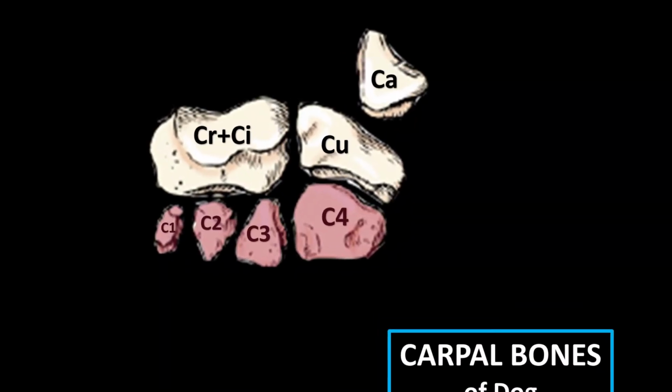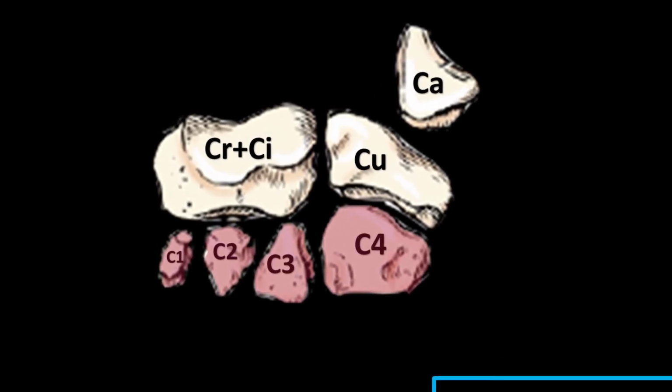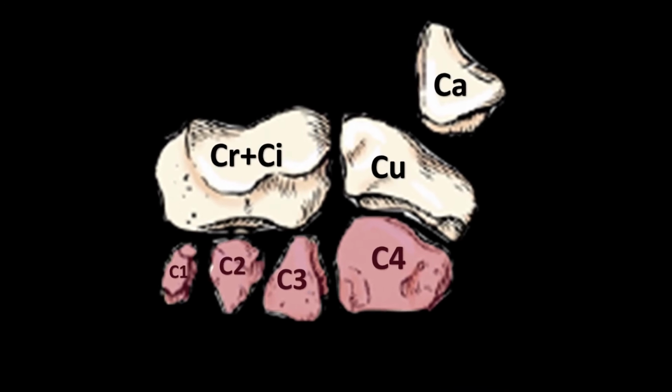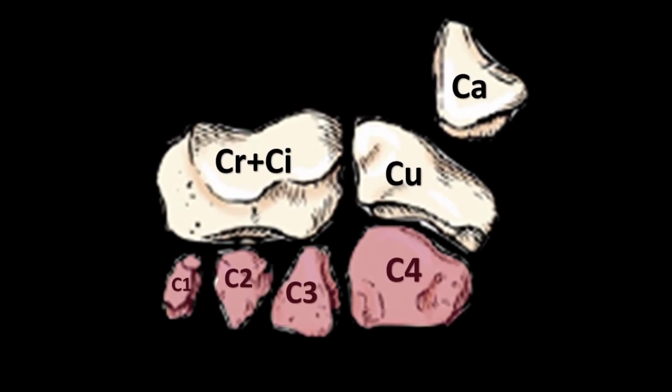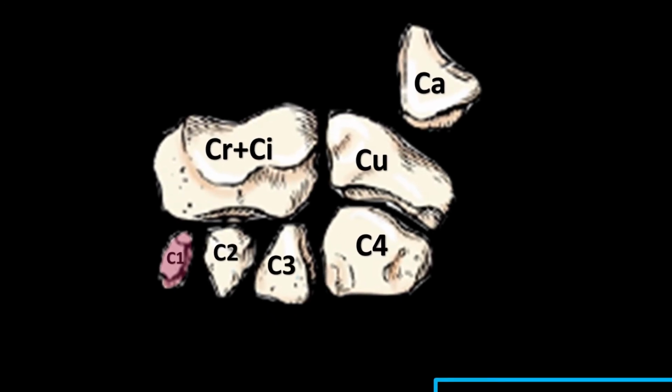Now the distal row of the carpal bones is named by numbering from the medial to lateral. As the numbering starts from the medial side, the first carpal bone from the medial side is named the first carpal bone and abbreviated as C1. The next after C1 is the second carpal bone, abbreviated as C2, then the third carpal bone C3, and the last one is the fourth carpal bone, which is present on the most lateral side. Now let's look at the anatomy of these bones.